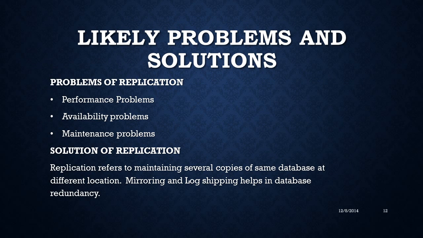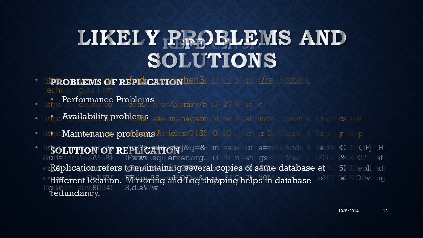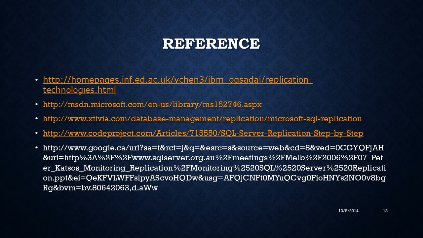Likely problems we are meant to encounter in replication and the solutions. For the problems, we have the performance problem, the availability problem, and the maintenance problem. And I have a solution to that. Replication refers to maintaining several copies of the same database at different locations. Mirroring and log shipping help in database redundancy.